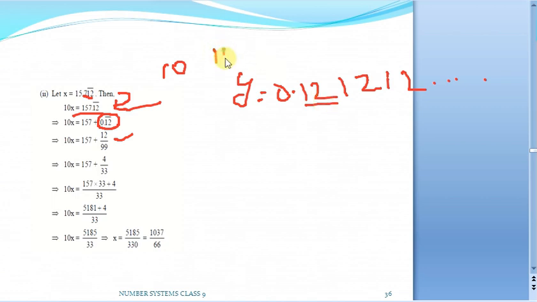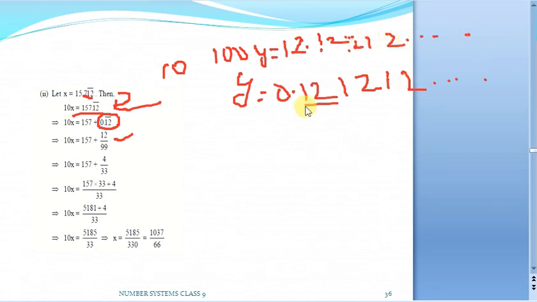Now 100y here, 100y is equal to, so the 2 decimal places will move this side, so it will become 100y is equal to 12.1212 and so on. So it will go like this. Now let us subtract this from this one.